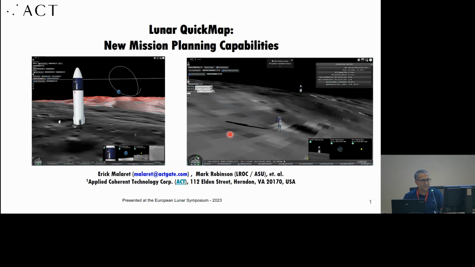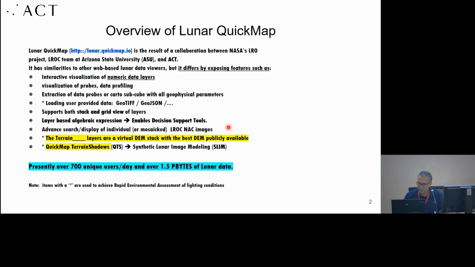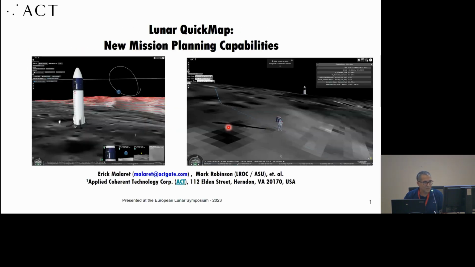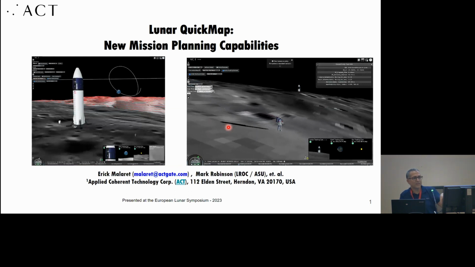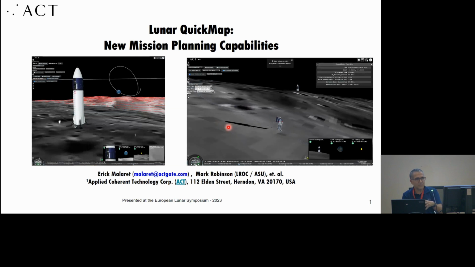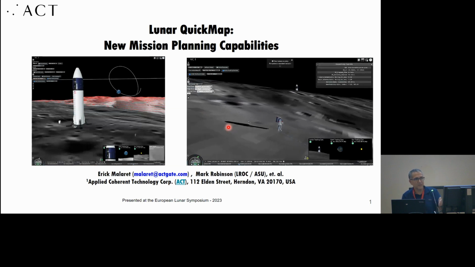On the right-hand side, what you actually see is a traverse being executed by an astronaut. Let's see, is it playing? For some reason, there. So basically, you can control the speed, how fast you speed this up in time. But normally, it's a walking speed of an astronaut going through the traverse.